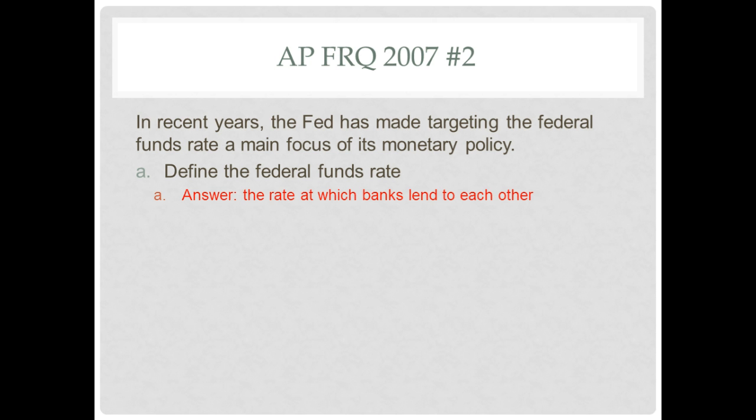Okay, so that was a simple definition. Remember, the federal funds rate is the rate at which banks lend to each other, not to be confused with the discount rate, which is the rate at which the Fed lends directly to banks.